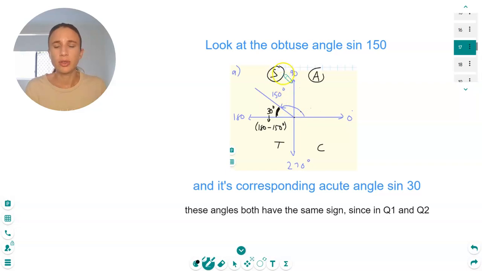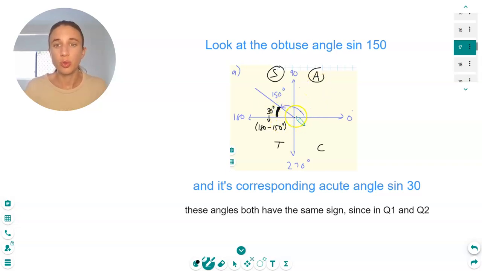Just looking at the blue angle, that is going to have a positive value because sine is positive in this second quadrant. Now, if we want to find the corresponding acute angle, we are just going to use the supplementary angles rule. So to find that little acute angle in there, which is equivalent, we're going to take away 150 from 180, since the full thing is 180. So once we have found that, we have our acute angle.